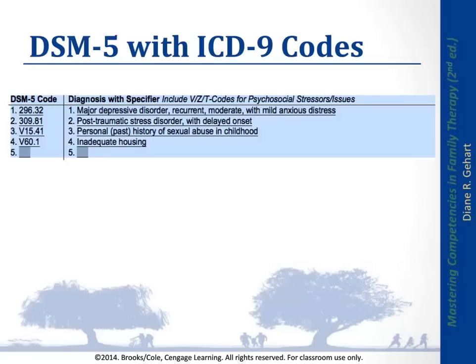For the equivalent of what used to be on some of the GAF scores. So here we have the V15.41, which is personal past history of sexual abuse in childhood, and then we have this 4th diagnosis, the V60.1, which is inadequate housing, and that was something that would have been on axis 4 in the past. So this is what the DSM-5 with an ICD-9 code looks like written out.